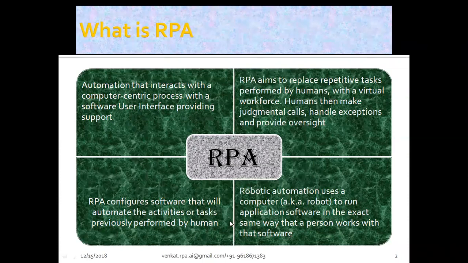And the next one is the robotic automation uses a computer, which is a robot. A robot is nothing but your computer itself. It runs application software in the exact same way that a person works with that software. Don't think that it will do this without any configurations. There are some configurations or process development you have to implement to mimic the human. Whatever the human is doing, the same things you have to replicate in the process so that it will do the same activity the human is doing. So this is the overall brief about RPA.